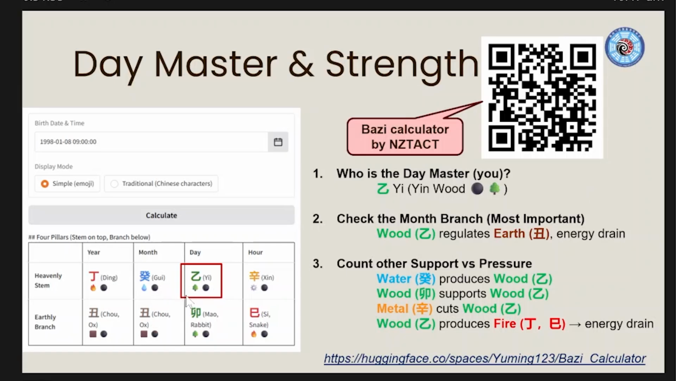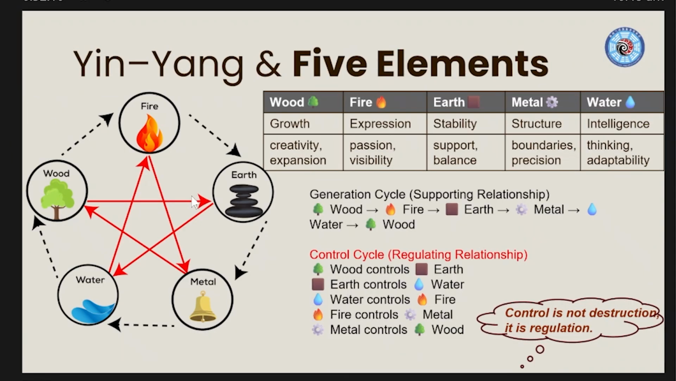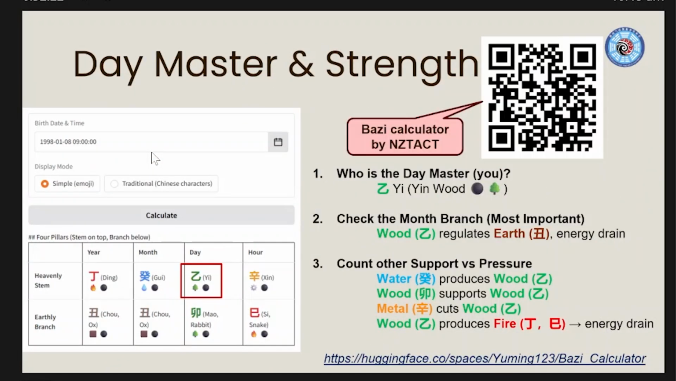We can find that in this case, the month branch is the earth element. How does earth interact with wood? We can go back to the circle here. Wood generates earth, and after wood generates earth, the energy of wood will be lower. So it's kind of like a control relationship between wood and earth, right? This is the second step.